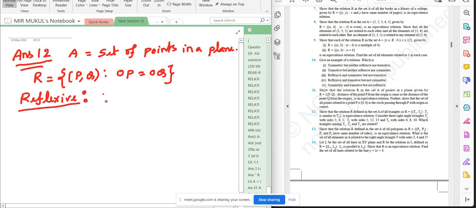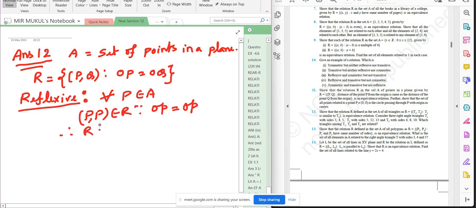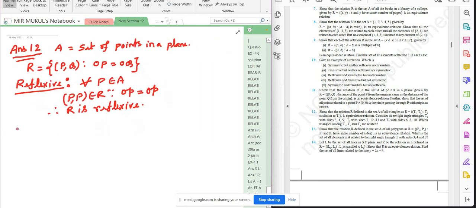If you take the same point, for all P belongs to A, PP belongs to R. Why? Since OP equals OP. Therefore R is reflexive, right?